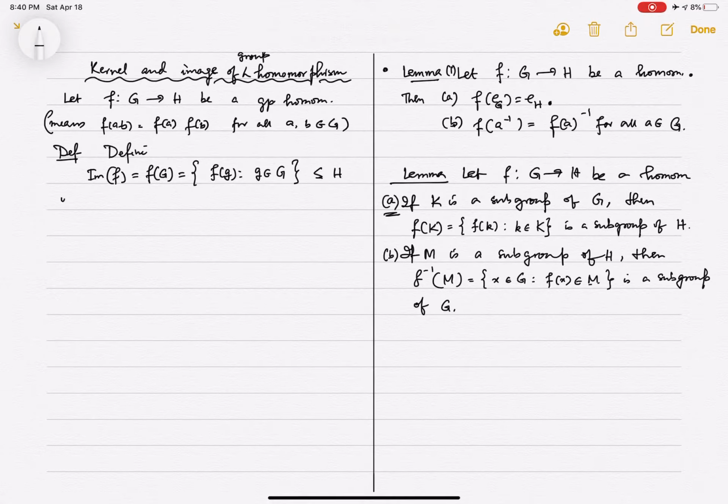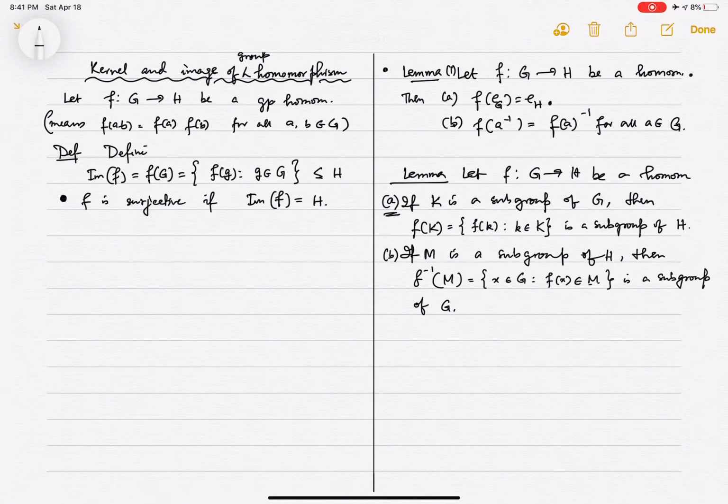And of course, note that f is onto, surjective, means that the image is the whole codomain group, if the image is all of H. This is just a clear observation. There's nothing to prove here.